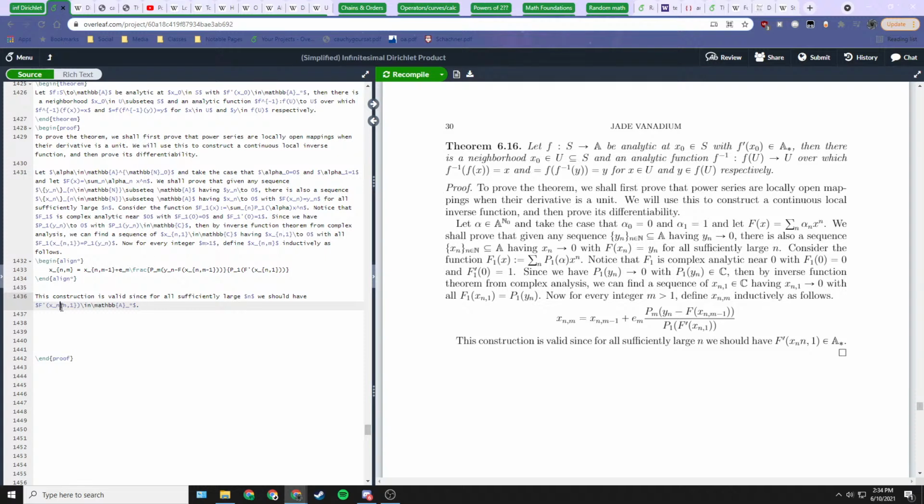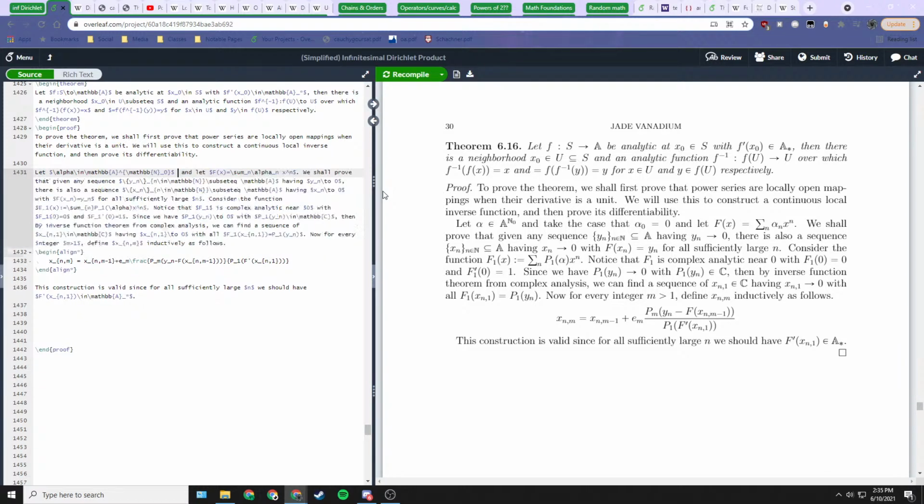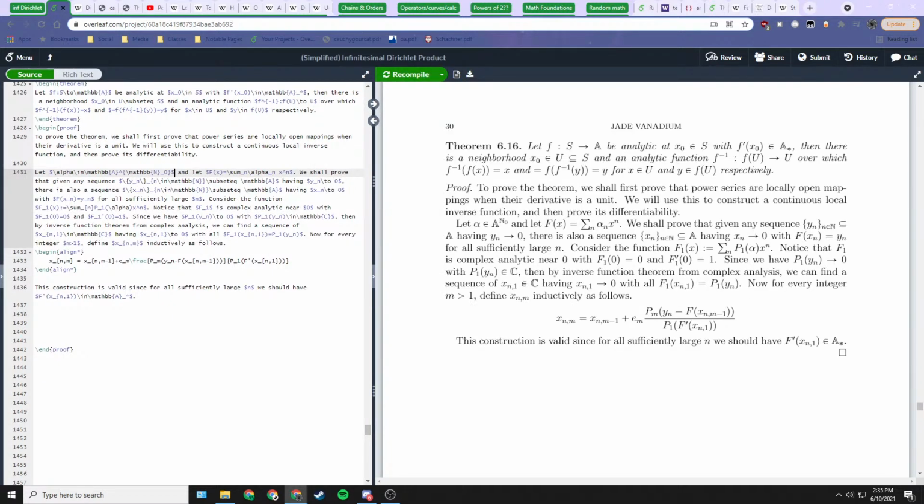Sorry, my subscript didn't work. Oh, I guess these assumptions ended up not being important at all, didn't they? I think none of these are important. Let me double check. Yeah, that's fine.